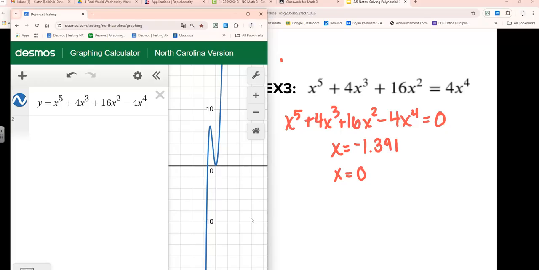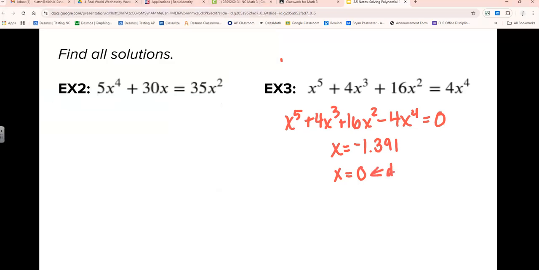One of them is. Which one, Carson? Which one's double there? That second one, that one right there at 0, right? So this is a double. Now, how many solutions do I have there? It's 3, right?